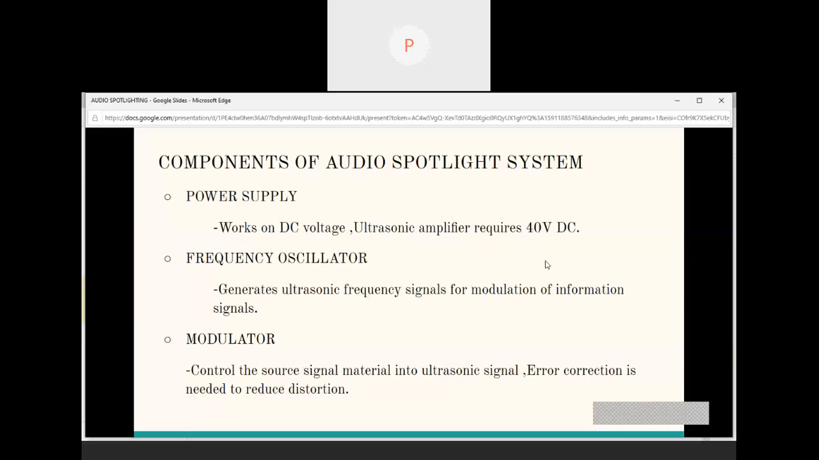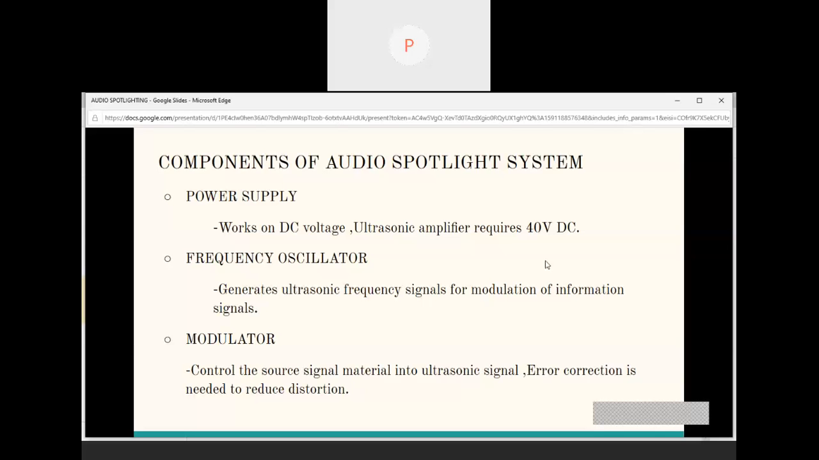First one is power supply. Like all electronics, the audio spotlight works off the DC supply. The ultrasonic amplifier requires a 48-volt DC supply for its working and low voltage for the microcontroller and other units. The frequency oscillator generates an ultrasonic frequency which is required for the modulation of the information signal.